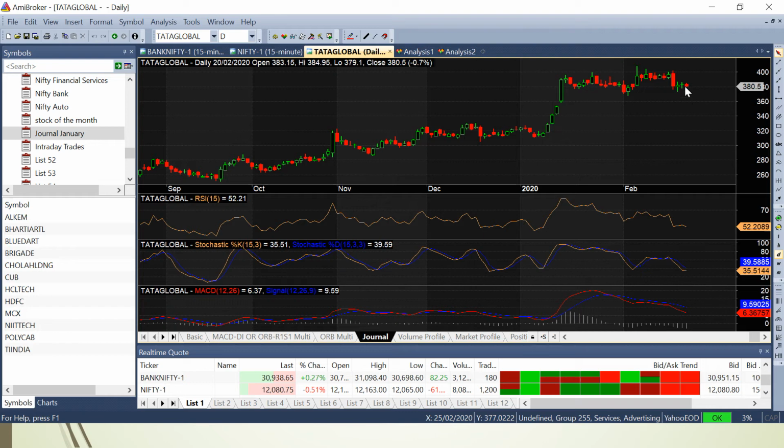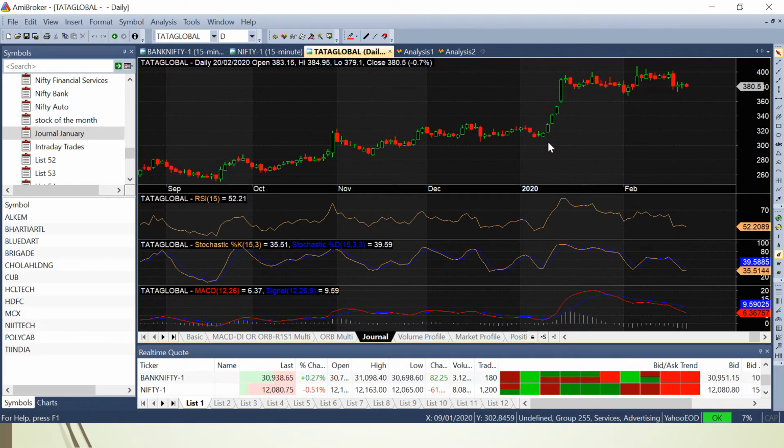So here in Tata Global, you have confirmation from all the three oscillators which we are going to use to identify the divergence, right? It's not necessary that all indicators will always be aligned and showing you the same message, but if they do, you have to respect it a lot, right?